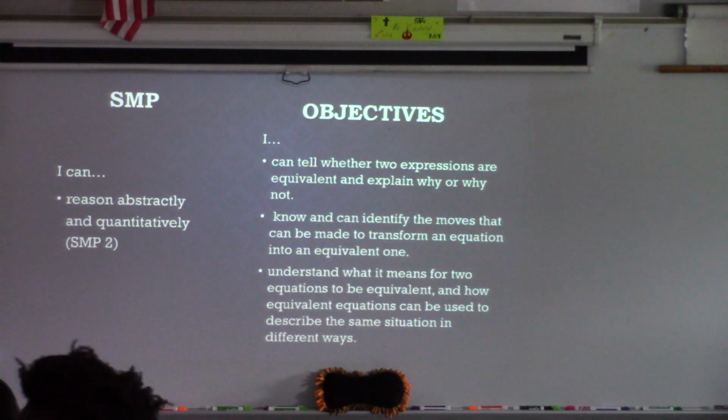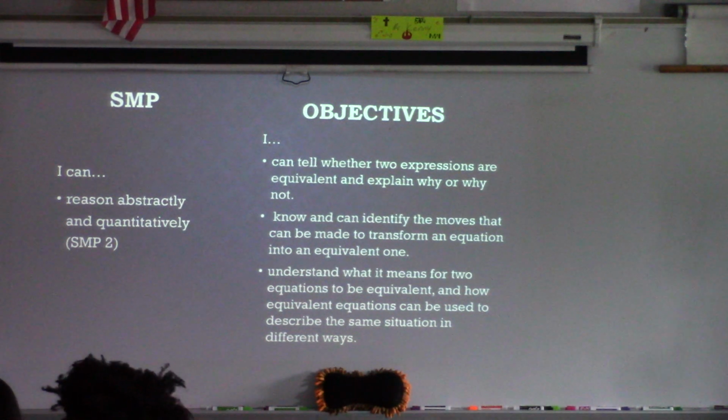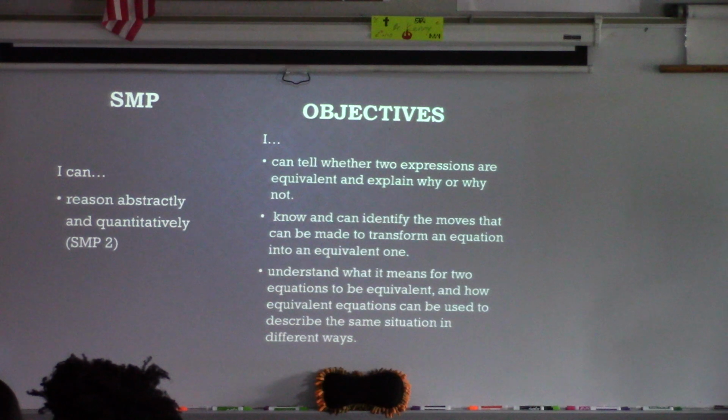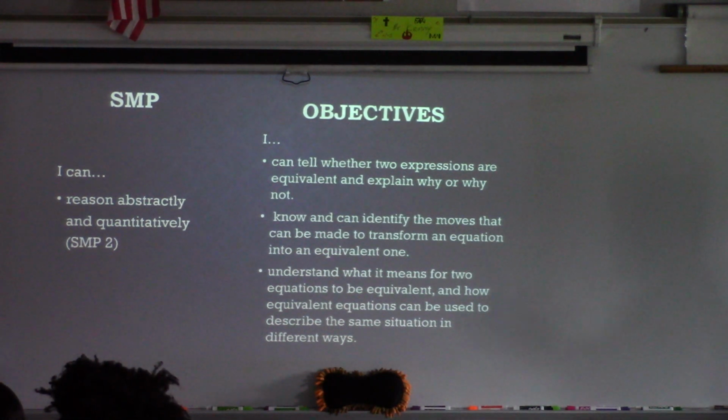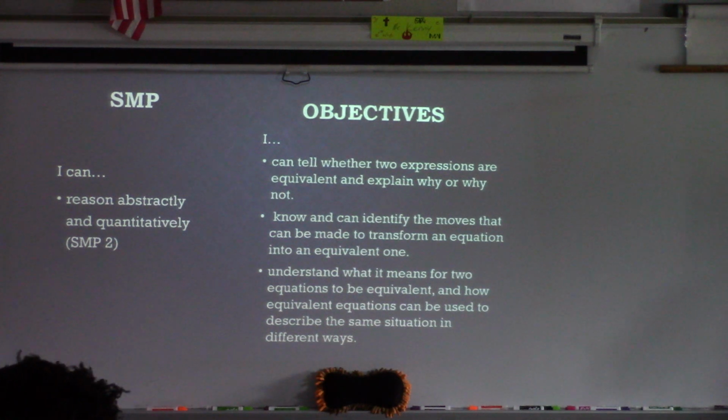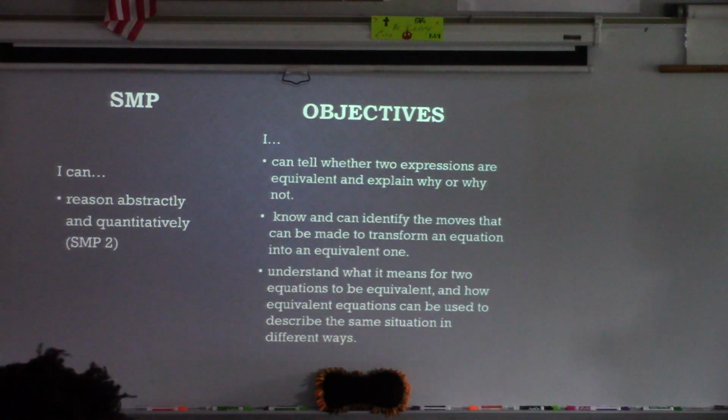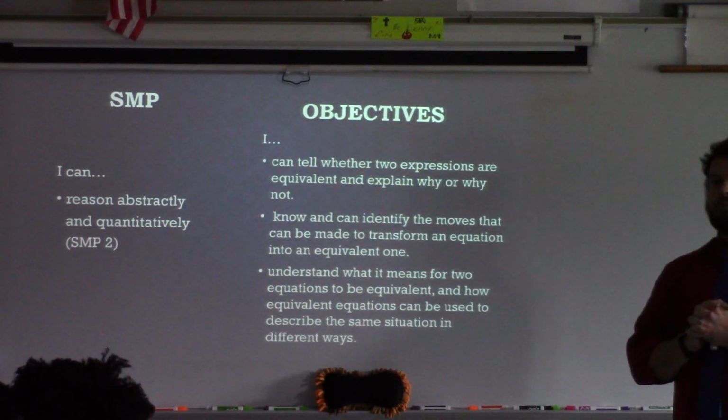So, let's see. Mia, can you read us our first objective today? Okay, we actually talked about this yesterday. What does it mean, because you should have notes on that page, that lesson 6, what does it mean for two expressions to be equivalent? They look different, but are effectively the same. Equivalent.